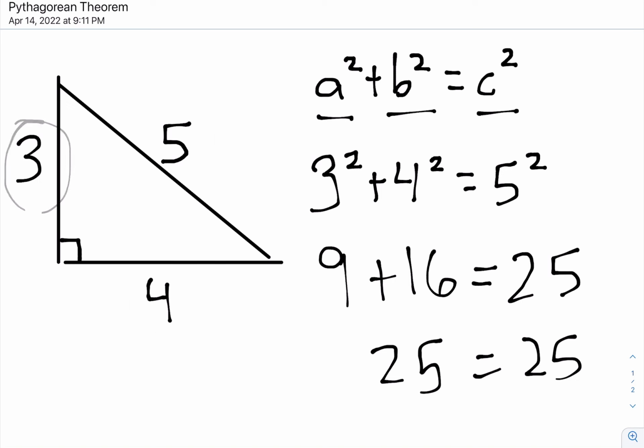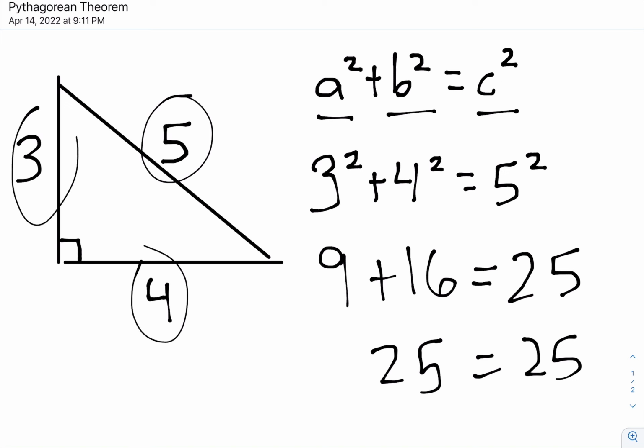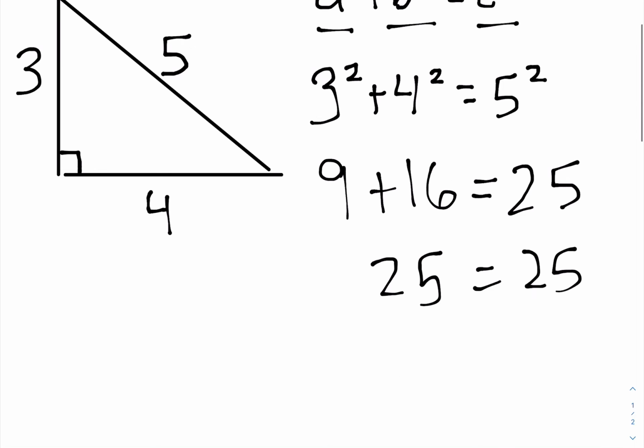Okay, so this is what's known as a Pythagorean triplet. Anytime each side length is a whole number, meaning it doesn't have any decimals, like 3, 4, 5, maybe 12, 13, 5, numbers like that, that's what's called a Pythagorean triplet. So it's kind of an ideal triangle. Sometimes it's not going to be ideal.